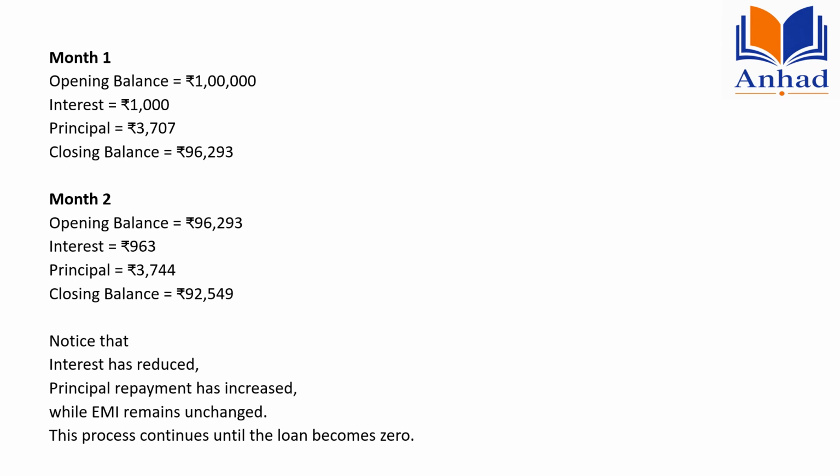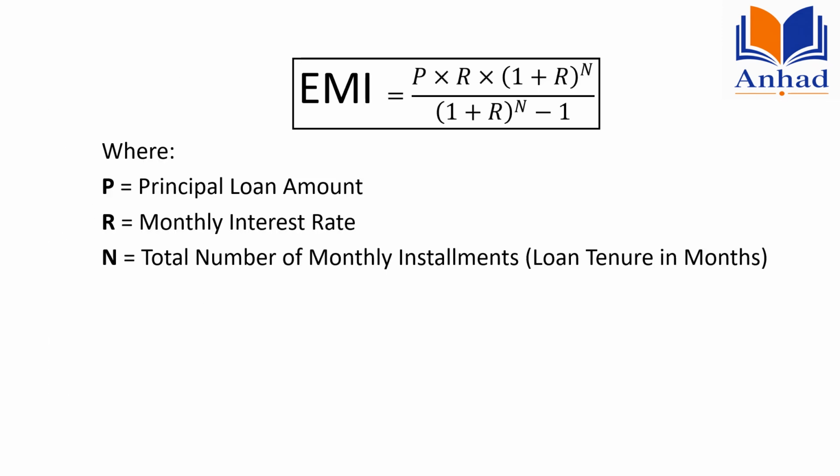Formula for EMI is written on the screen, where P is equal to principal, R is equal to monthly interest rate, N is equal to number of monthly installments. Although the formula looks complicated, there is no need to calculate it manually. In practice, banks and financial institutions use software, and in Microsoft Excel, you can calculate EMI instantly using the PMT function, which we will learn next.